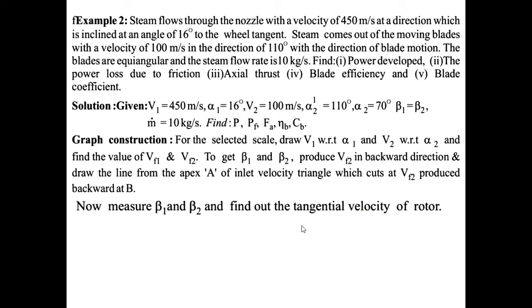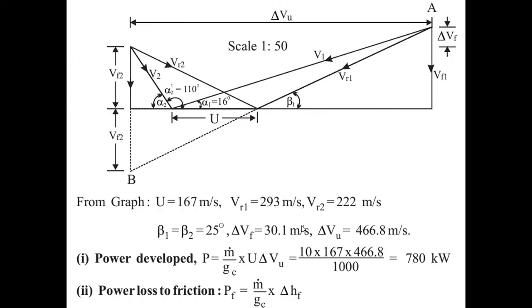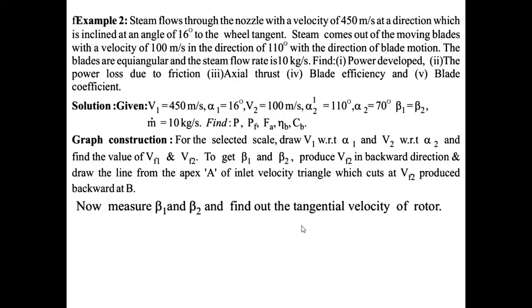Steam flows through the nozzle with a velocity of 450 meter per second at a direction which is inclined at an angle of 16 degrees to the wheel tangent. Wheel tangent is the U line. To that line, the nozzle is inclined, which means alpha 1 is given as 16 degrees. Steam is coming from the nozzle, which means V1 is given as 450 meter per second. First sentence is clear, all of you?